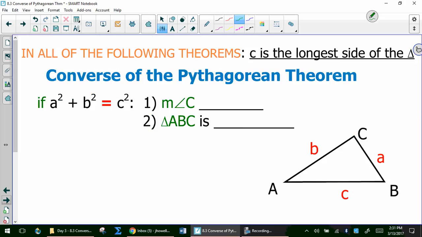Okay, so in all the following theorems, C is the longest side of the triangle. So converse of the Pythagorean theorem: if a squared plus b squared does actually equal c squared, then the measure of angle C is 90 degrees, and ABC is a right triangle.